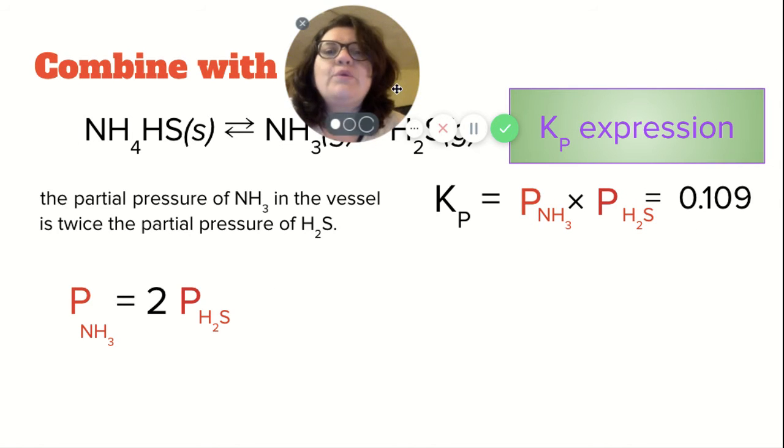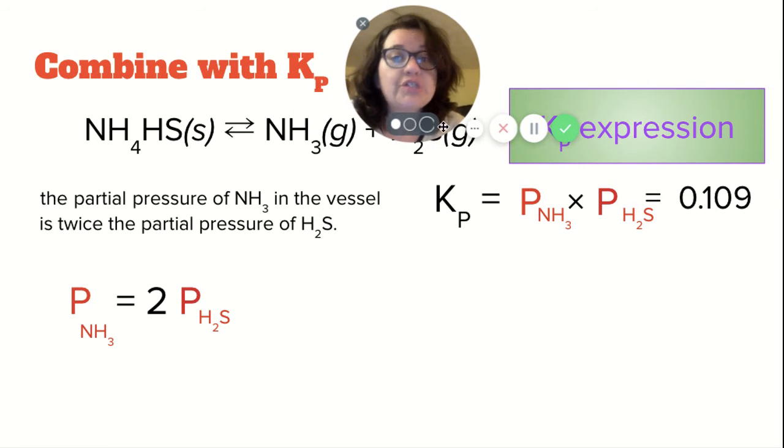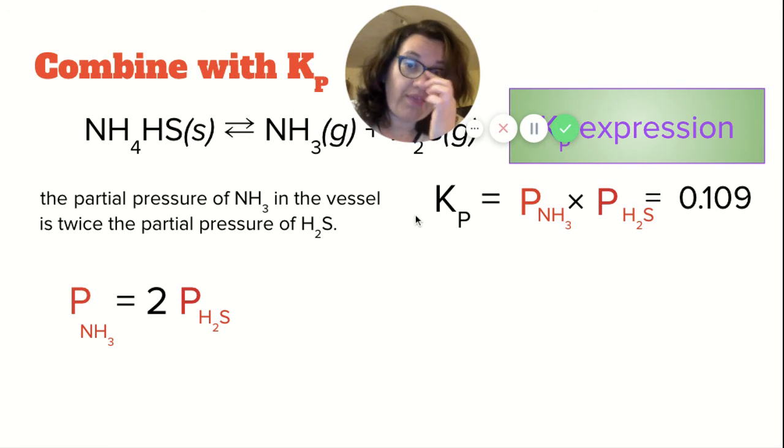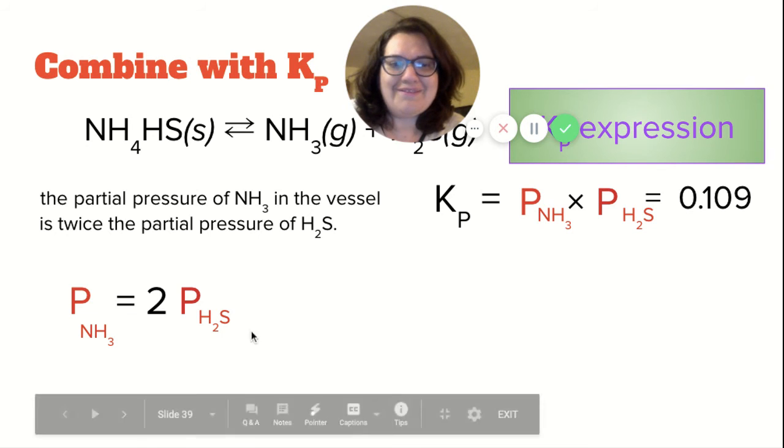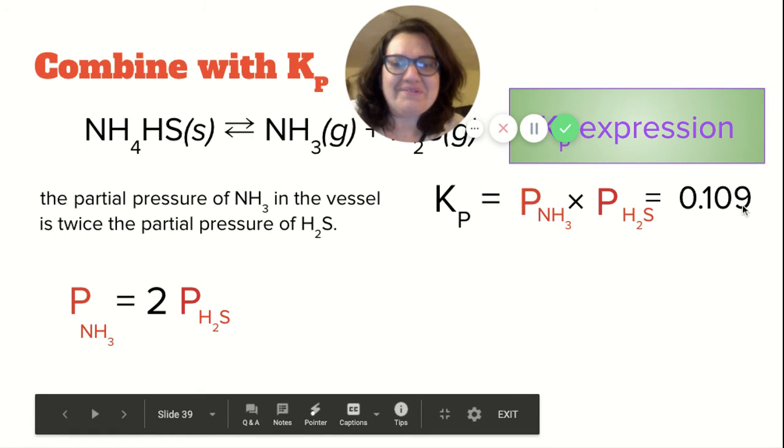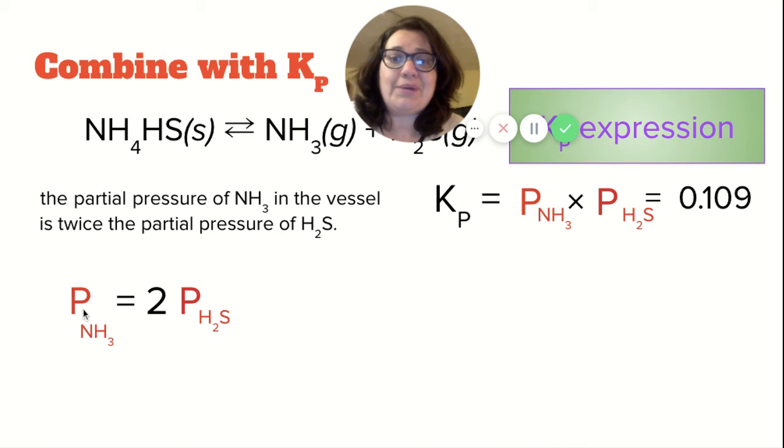So I am going to combine the information that I just got about the equilibrium conditions with what I know about Kp. So I know that when these two variables are multiplied together, I will always get 0.109. I also know that one of the variables is twice the other. If this looks weird, just call them x and y. You have x times y equals 0.109, and you have that x equals 2y. System of equations, go for it, solve it. Pause this, come back to me when you have x and y.